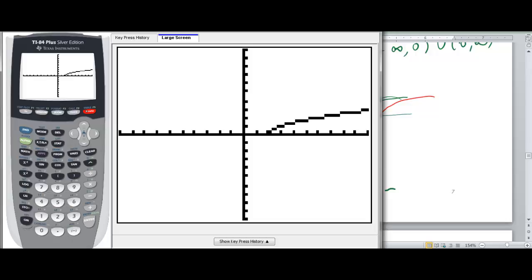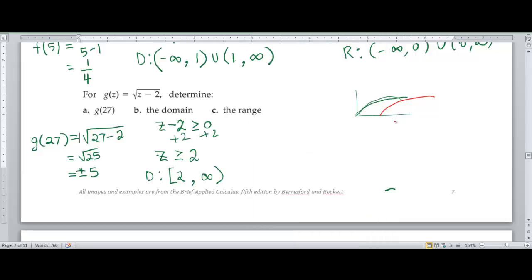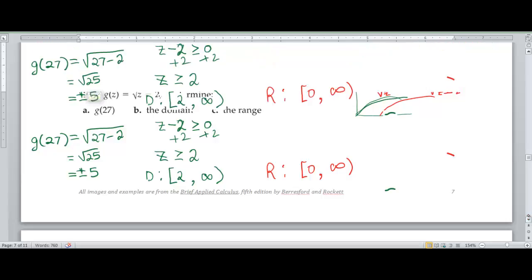domain. The range, can this function equal 0? Can the y value equal 0? Yes, when x is 2, y is 0, so the range goes from 0 to infinity. Okay, and this is square root of x minus 2. Okay, so this is function transformations. If you haven't learned them, that's okay. You can use your calculator to graph the function and find the domain and range. Okay.